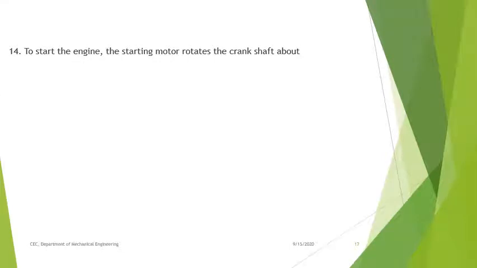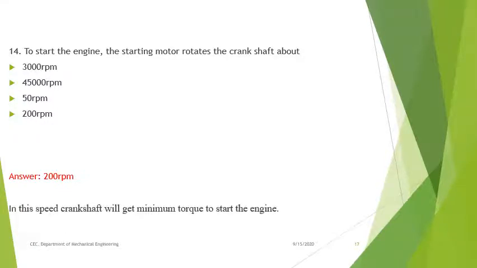To start the engine, the starting motor rotates the crankshaft at about 3000 rpm, 45,000 rpm, 50 rpm or 200 rpm. The suitable answer for this one is 200 rpm. At this speed, the crankshaft will get minimum torque to start the engine. In order to crank the crankshaft, it requires some minimum torque. That minimum torque is available while turning the shaft at 200 rpm.